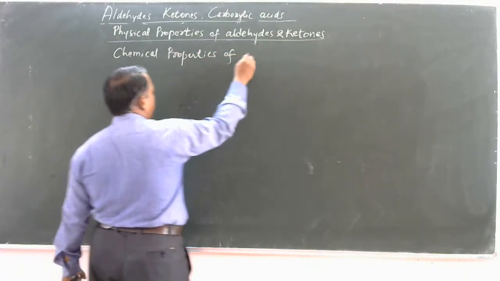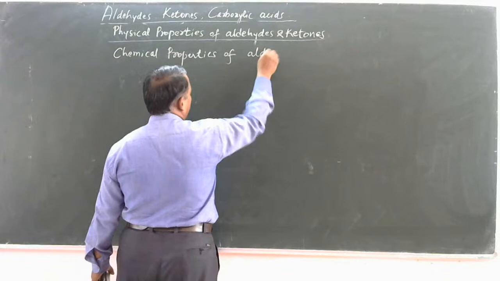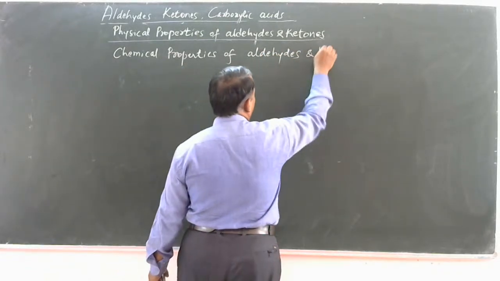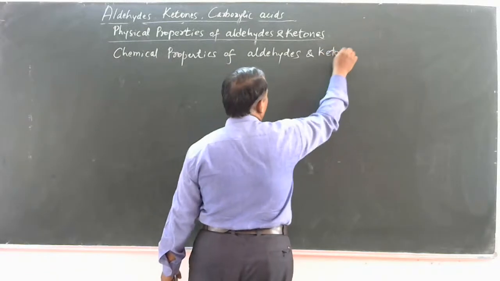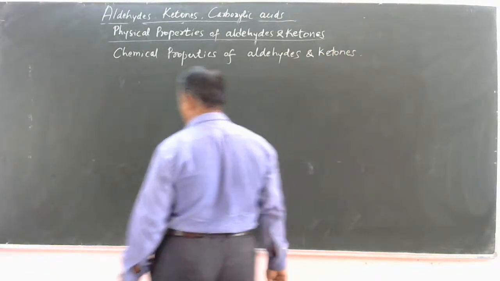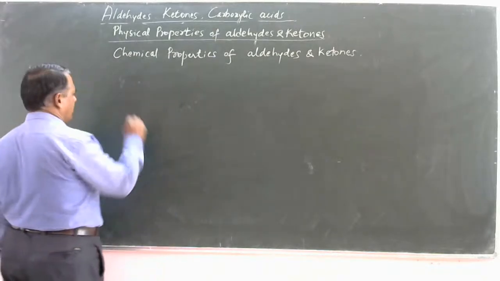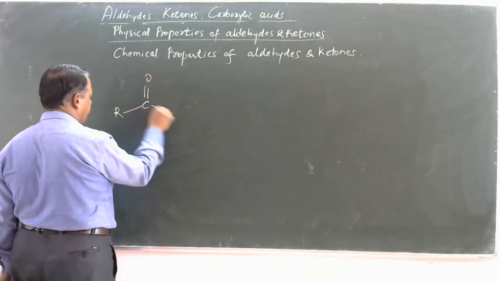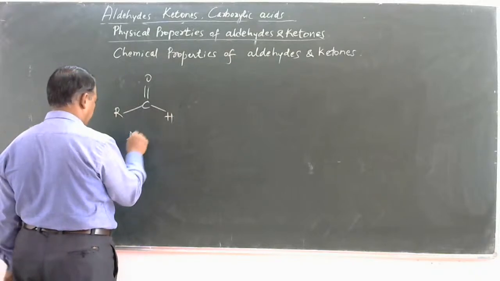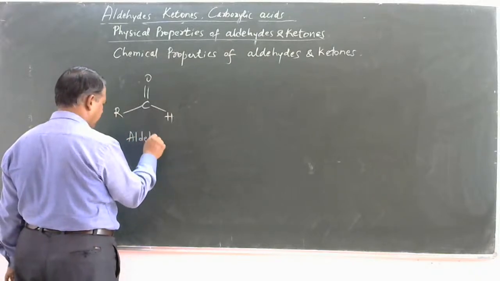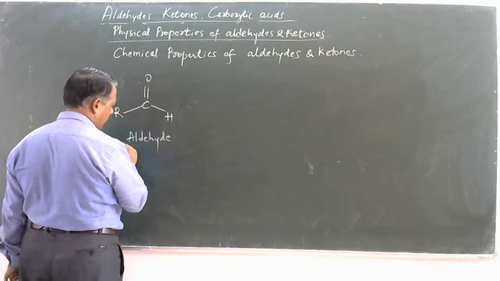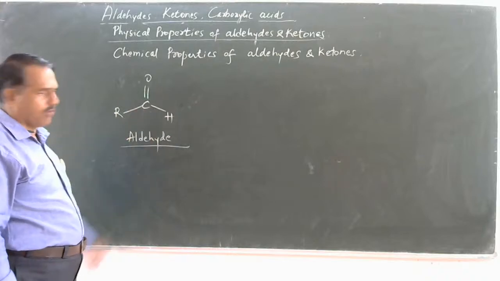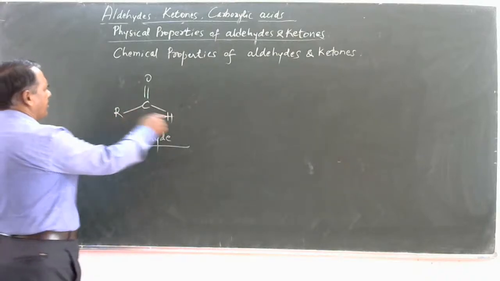Chemical properties of aldehydes and ketones. Are you clear? See, this is nothing but a carbonyl compound, C double bond O H, which is an aldehyde. Or CHO. What is the functional group? CHO.